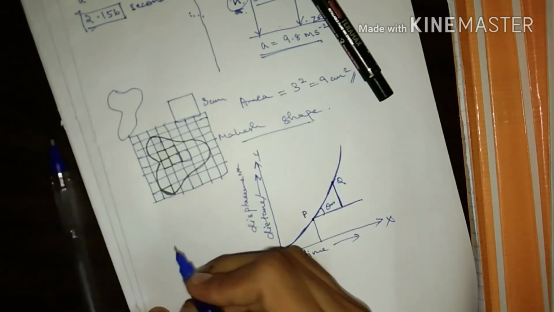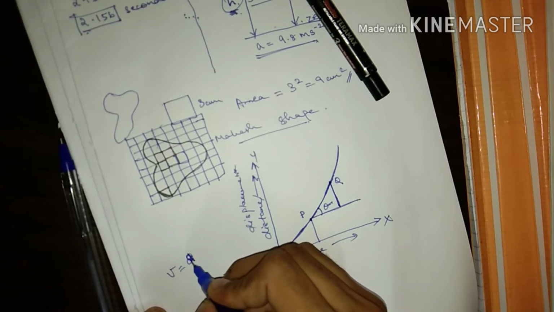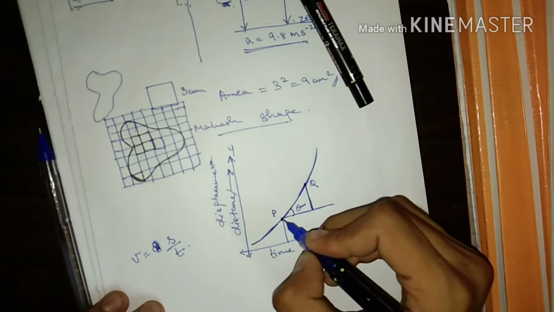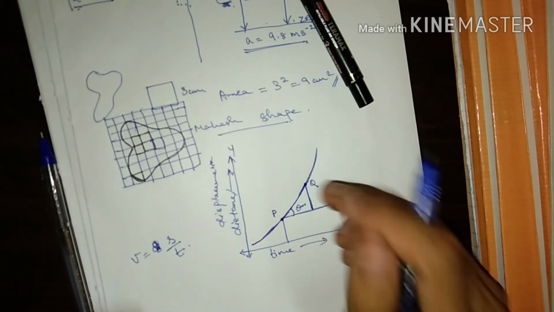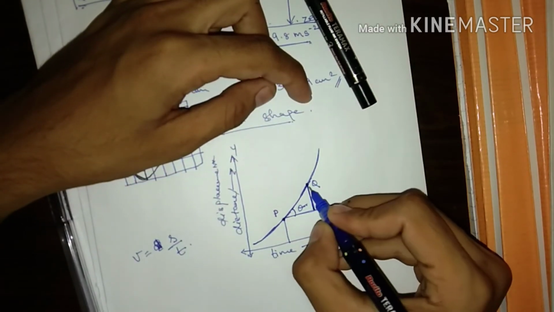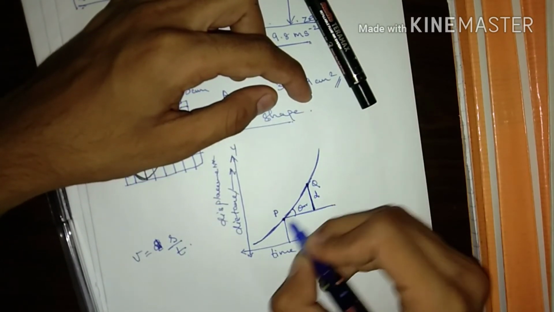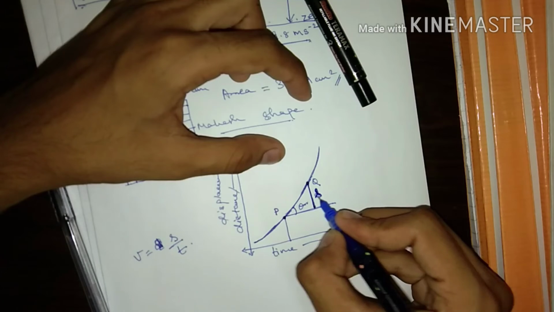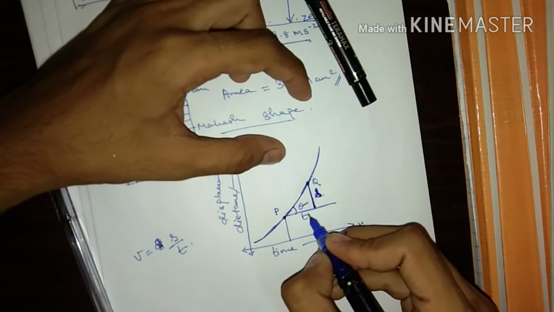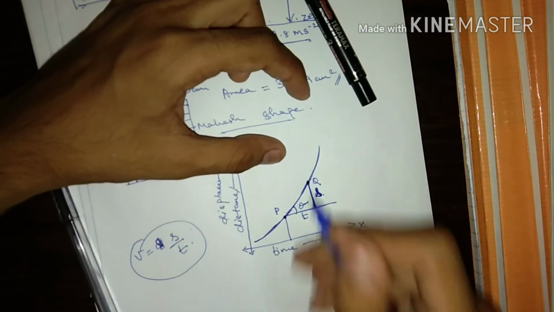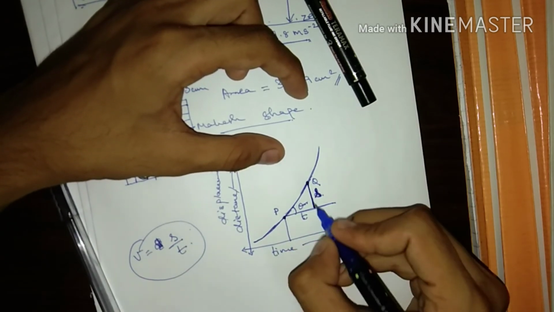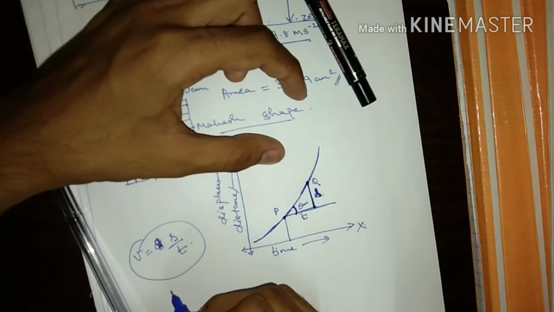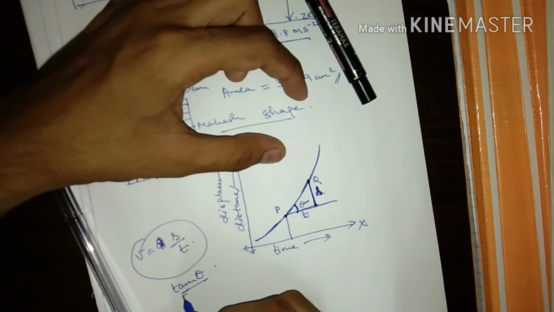How would you find velocity? It is displacement by time. Considering from P, what is the velocity at Q? This is the distance traveled from this point to here, the displacement, and this is time. Displacement by time gives you velocity. Here, that is opposite by adjacent for this theta, which is nothing but tan theta. So you get the slope, which is the velocity.